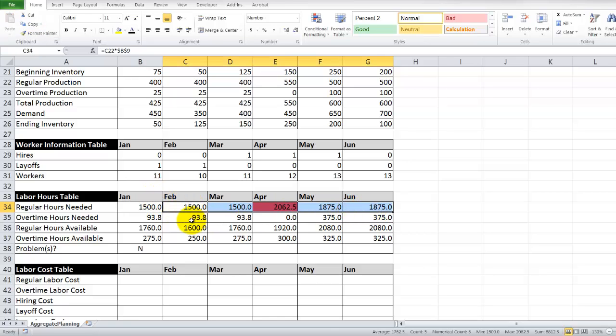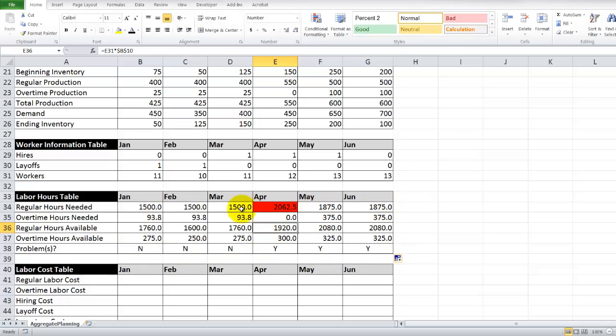So we do have one issue here. We can go ahead and drag this formula to the right and actually look. It does look like we have an issue: we need 2,062.5 hours, and the only thing we have available is 1,900. So this is a situation where we do have a problem, which is indicated visually through the conditional format as well as the yes/no here.